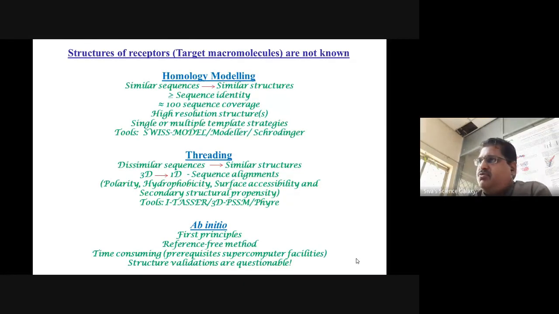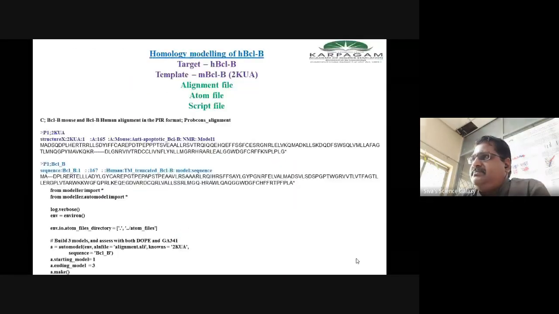Now I will move on. So what I'm telling here is that the structures of target molecules can be modeled using homology modeling, threading, and ab initio. I will give a virtual demo for the homology model. I think students will be very much interested, I hope.